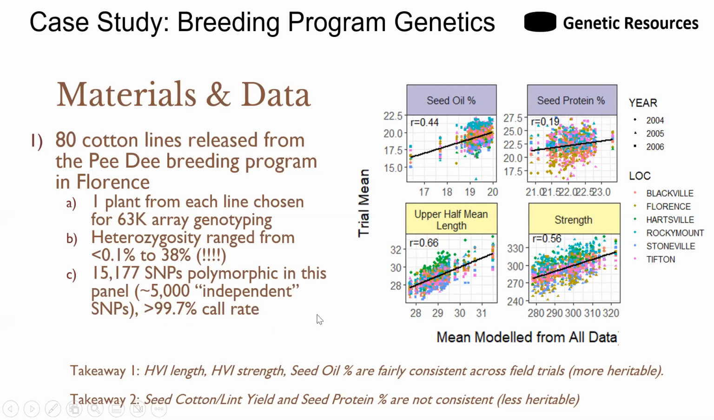You can see the data plotted on the right is all the raw data for seed oil, seed protein percent, upper half mean length, and strength at the different locations that we evaluated across the different years. The takeaway here is that HVI length, HVI strength, and seed oil percentage are fairly consistent across the field trials, indicating that they should be more heritable. The lint yield and the seed protein percent are not as consistent and therefore less heritable.